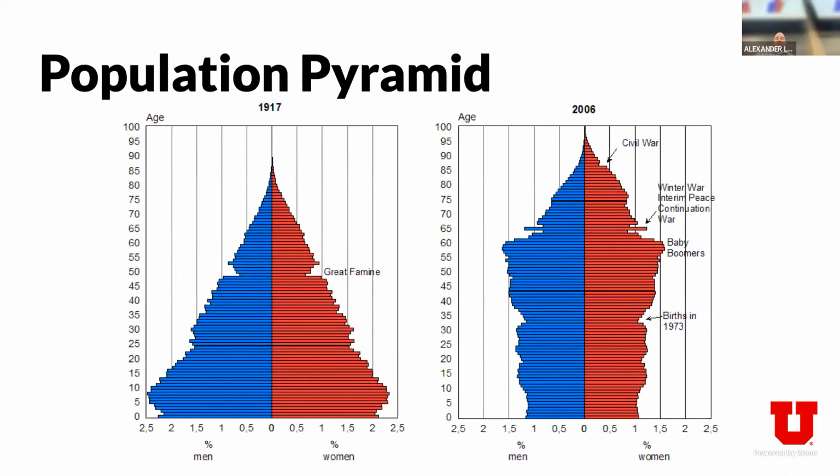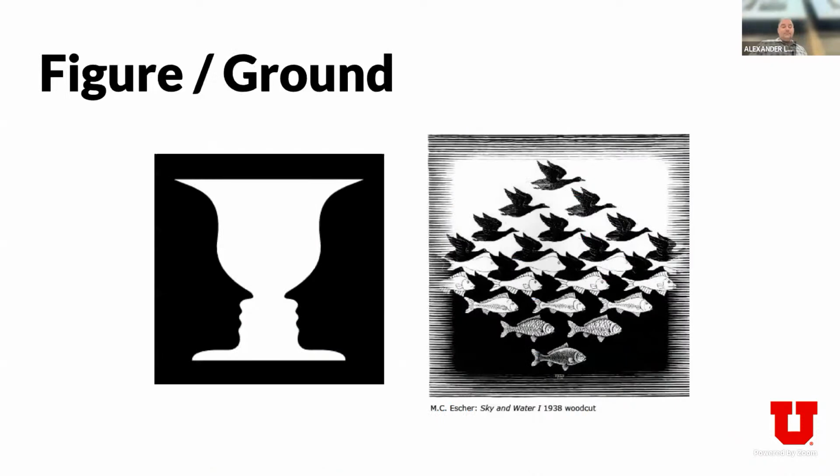So here we see this asymmetry quickly up here, and then we see different events that occurred in these people's lifetime, like the Great Famine starting in 1917, and then in 2006 we see Civil War, Winter War, baby boomers, and so on. And here are some M.C. Escher paintings, to make it a little bit confusing: what is figure ground, right?